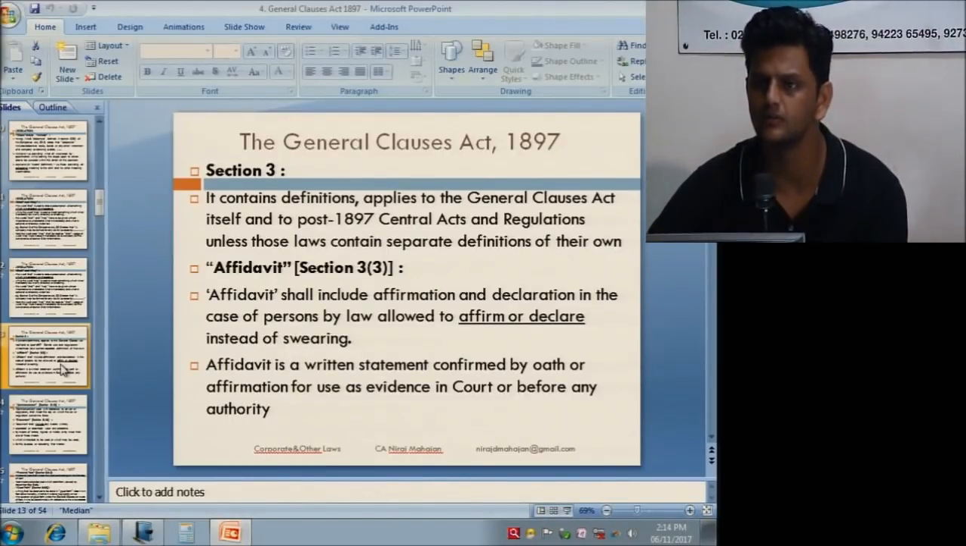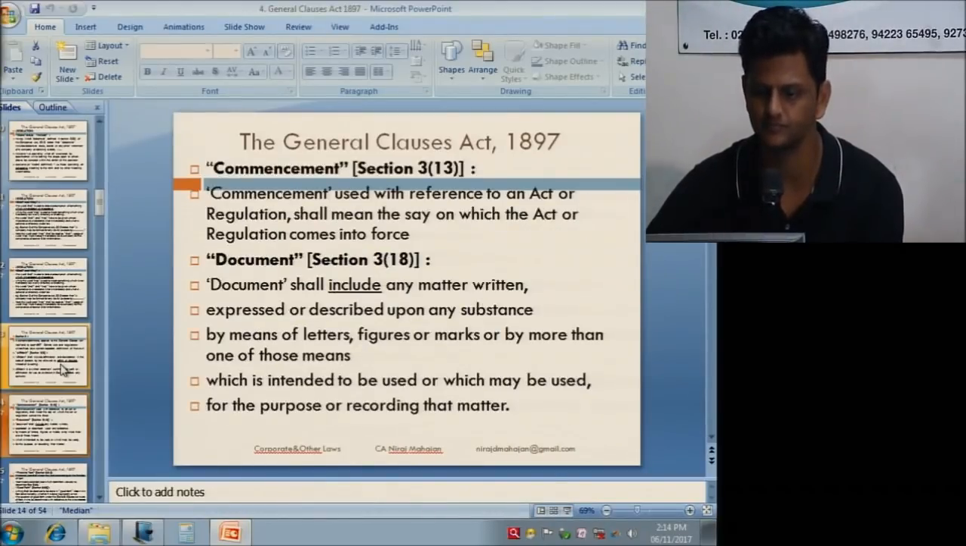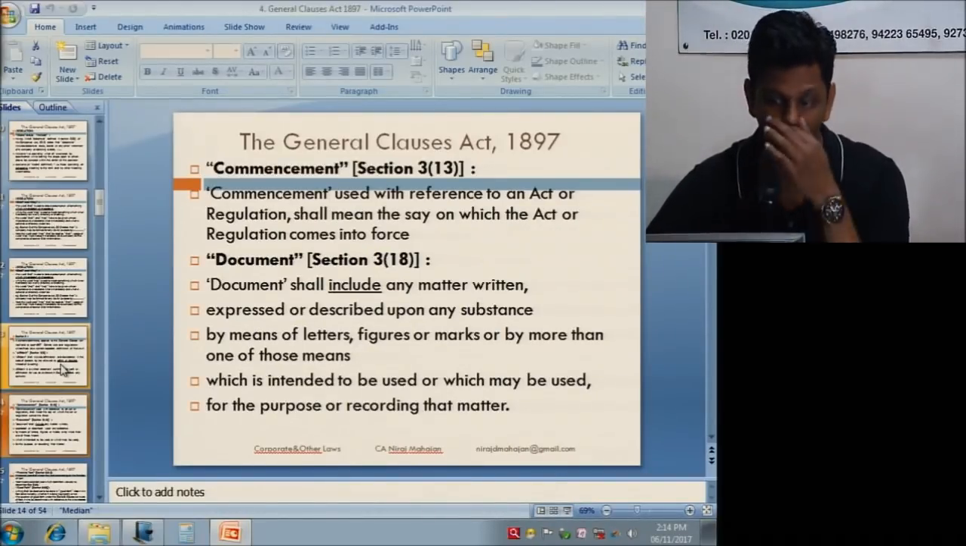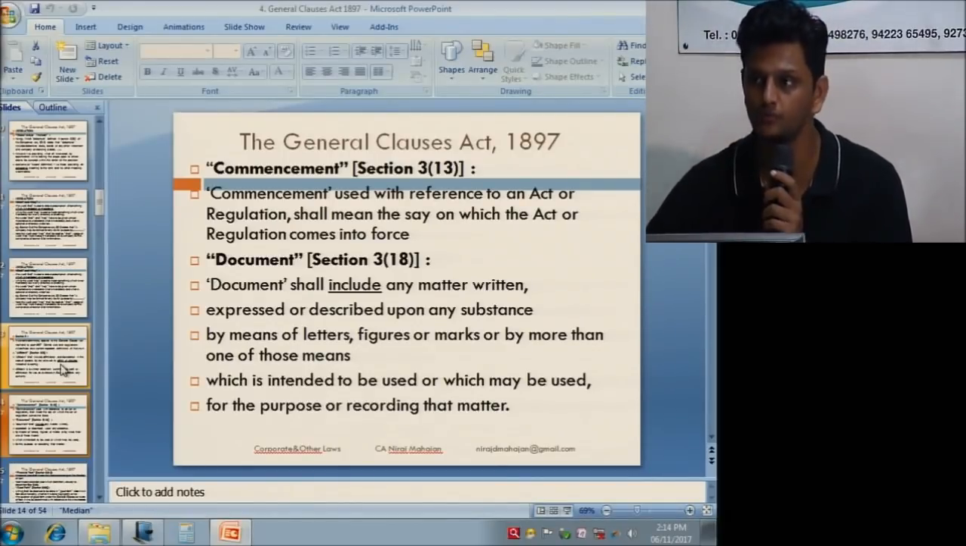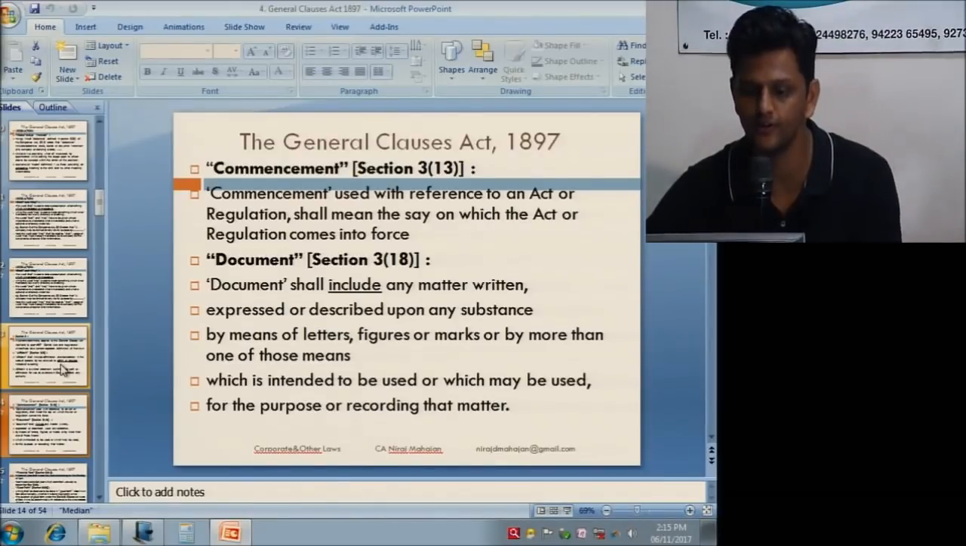Then affidavit, the meaning is given in Section 3, subsection 3. Again it is a document, a declaration for affirmation, giving some details by swearing, correct? Instead of swearing, affirm or declare. It is a written statement confirmed by oath or by affirmation for use as evidence in court or before any authority. So it will be valid evidence, affidavit. Commencement. So the day from which your particular act is getting enacted or in force, that will be the date of commencement.